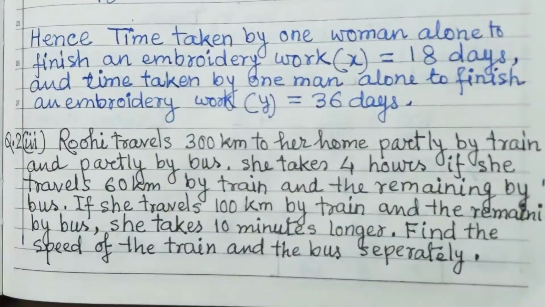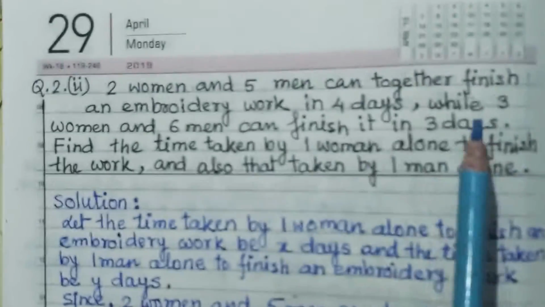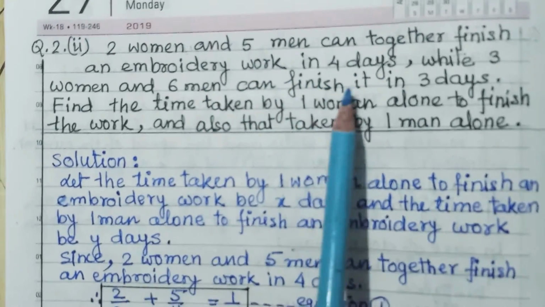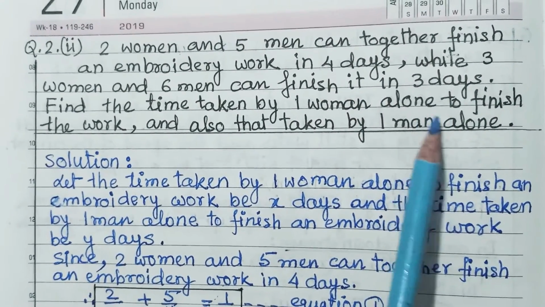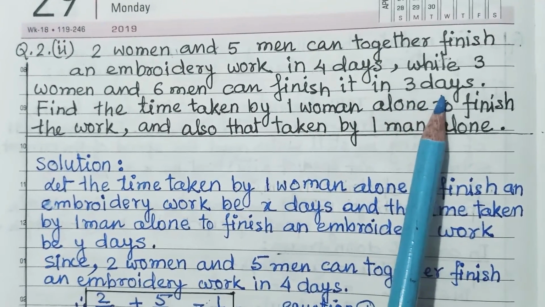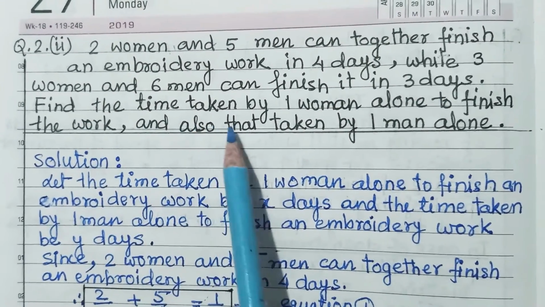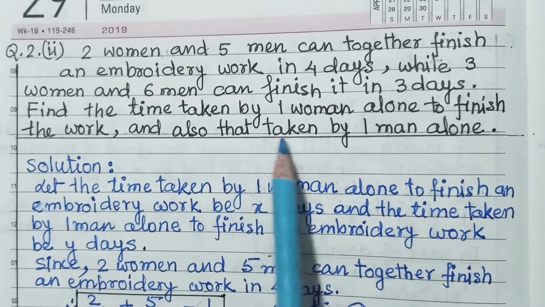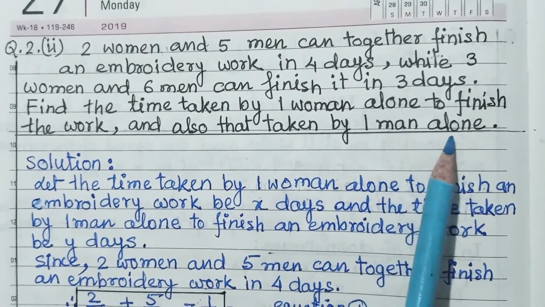Next question is: 2 women and 5 men can together finish an embroidery work in 4 days, while 3 women and 6 men can finish it in 3 days. Find the time taken by one woman alone to finish the work and that taken by one man alone.